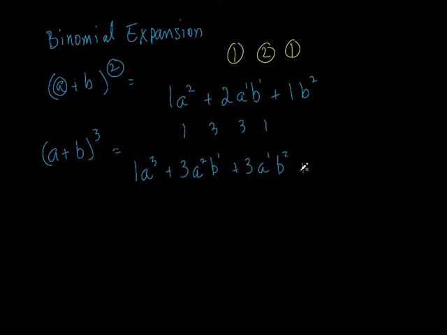And then, what's my last coefficient? A 1. What did that a do? It went a cubed, a squared, a to the first, a to the 0. So there's really no a there, because a to the 0 is a 1. What did my b do? Went b to the 0, b to the first, b to the second. What's this going to be? B cubed. Let's do one more.